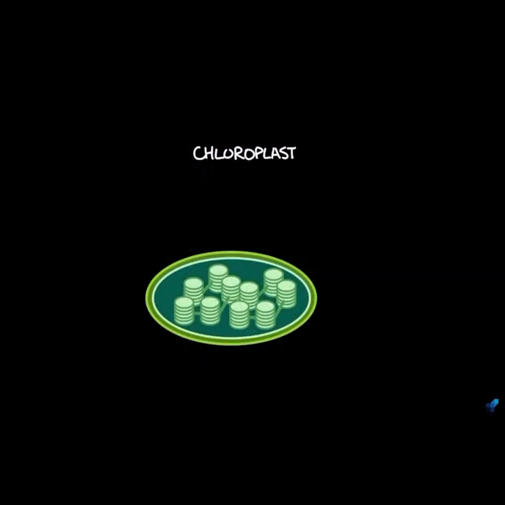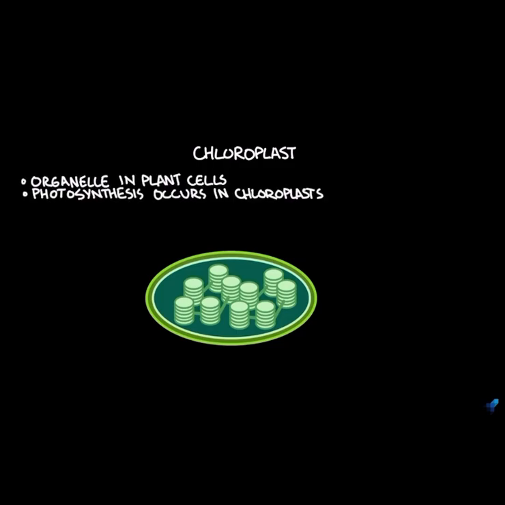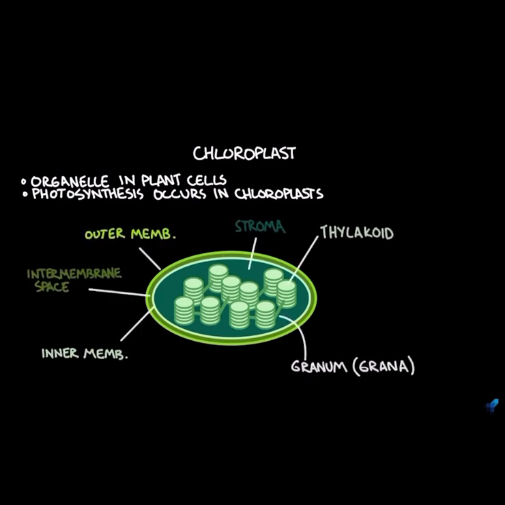Within a plant cell, we have organelles that are called chloroplasts. Photosynthesis occurs in chloroplasts, and you need to know the basic structures of a chloroplast organelle. So we have an outer membrane, an inner membrane, and we have an intermembrane space. And the chloroplast is filled with fluid, and that is called the stroma.